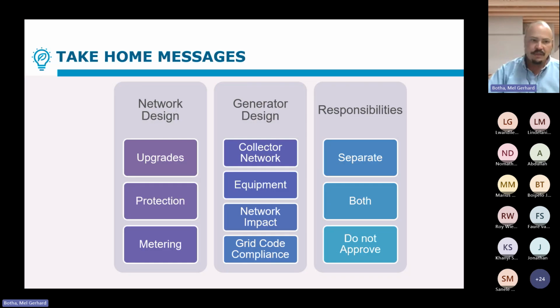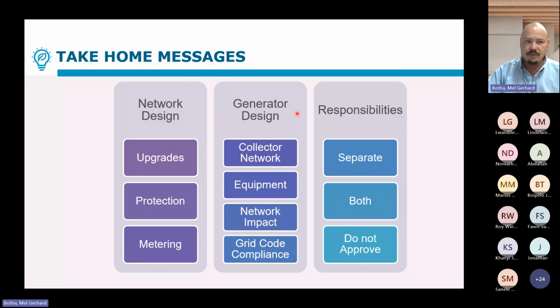So to summarize, the distributor's responsibility is the network design. That's any upgrades that are required to the network. It's the protection that needs to be upgraded, typically for the generator as well, so that you now have dual direction. Make sure if there are increased fault levels that is dealt with, as well as the metering.